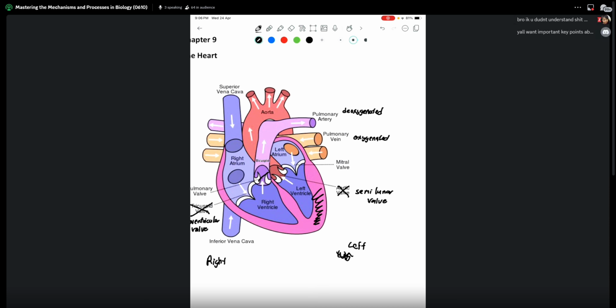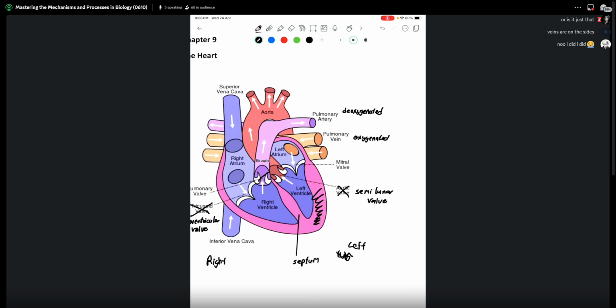Okay, so the pulmonary circuit is to the lungs, and the systemic circuit is to the body. Okay, just remember. So what are the things that you need to know? Important point is just to remember the labelings. Very important because they definitely can ask you. And then one more thing, the septum.